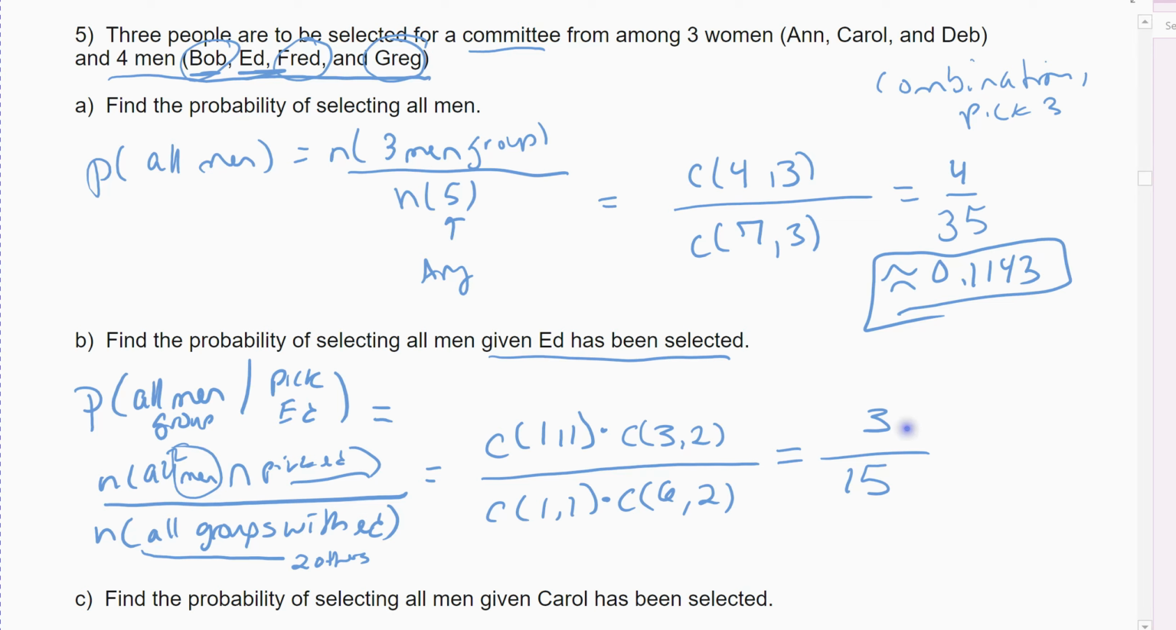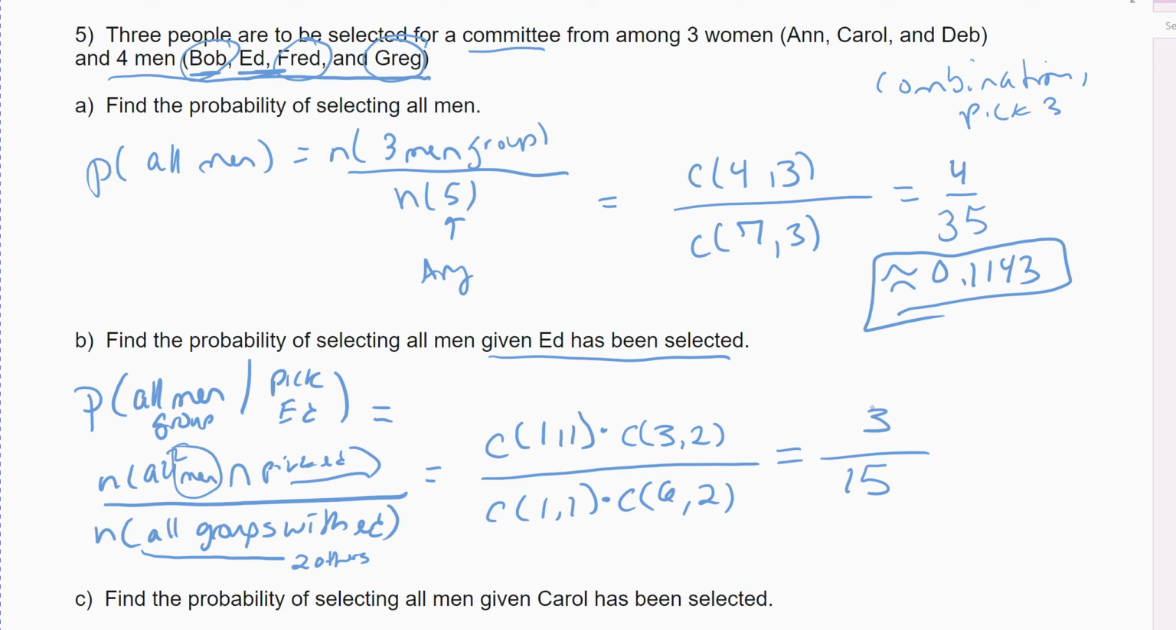That should be a 3. I couldn't read my 5 very well when I typed that out of my calculator. So this should be a 3, not a 5. There are 3 groups out of the 15 with Ed in them that contain all men. So 15 are the ones with Ed, and 3 of the 15 are Ed with all men.